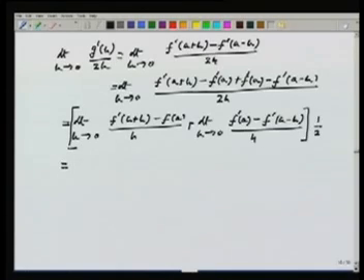Now look at the two individual limits inside. The first limit is certainly f''(a), but so is the second one. So this is also f''(a), and then I have a half outside, that is f''(a).